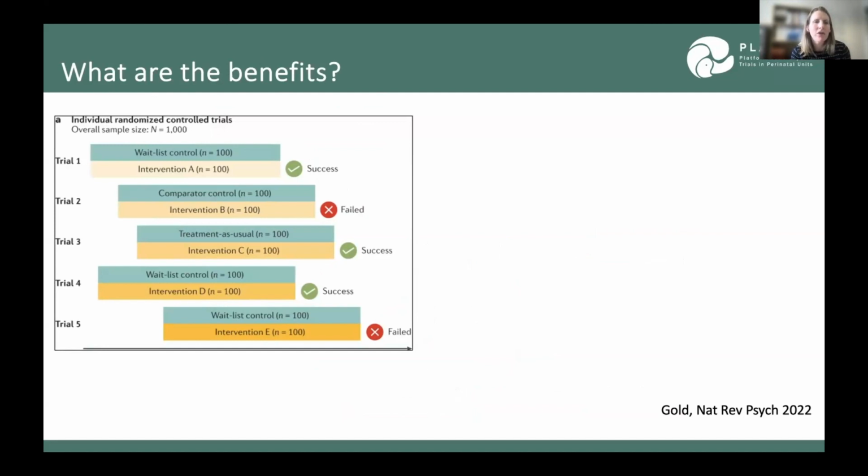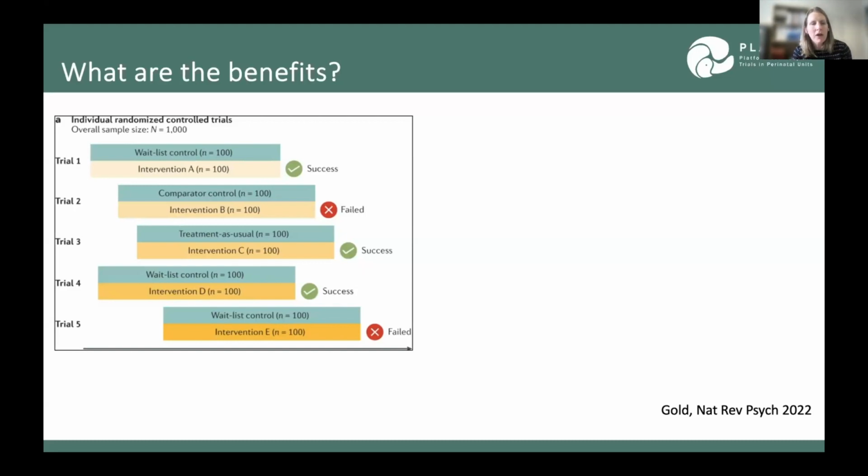Each of them has its own control group and its own intervention. For argument's sake, they will have a sample size that needs 100 in each group, so you need 1,000 people overall to give you your answers, so a big sample size. You don't know about any of the interactions between drug or intervention A, B, C, D, and E, because they're all running separately, and you have separate control groups.